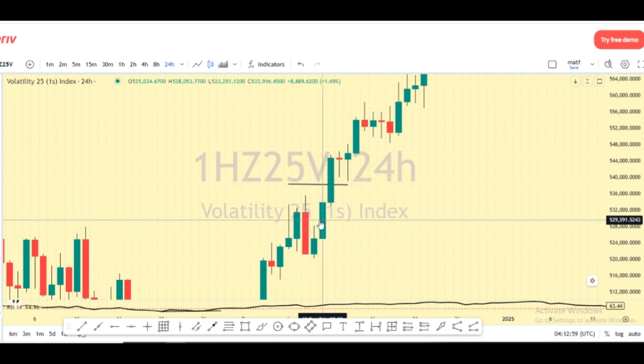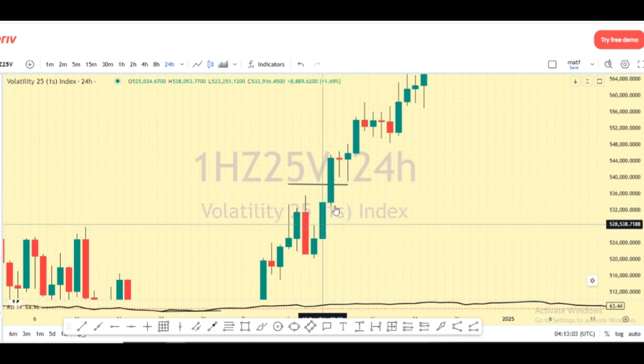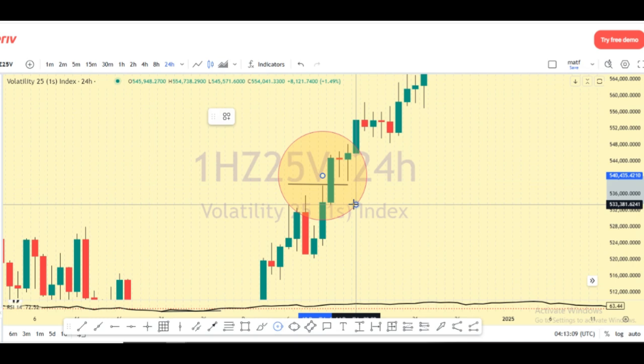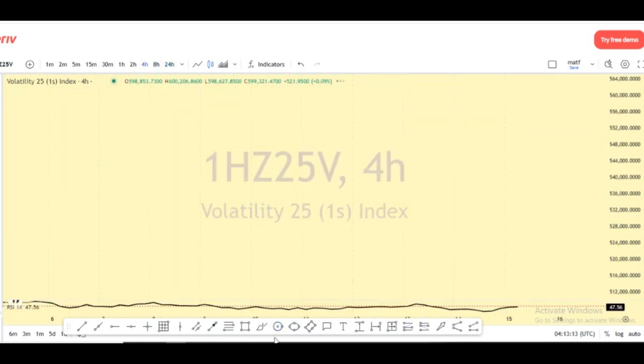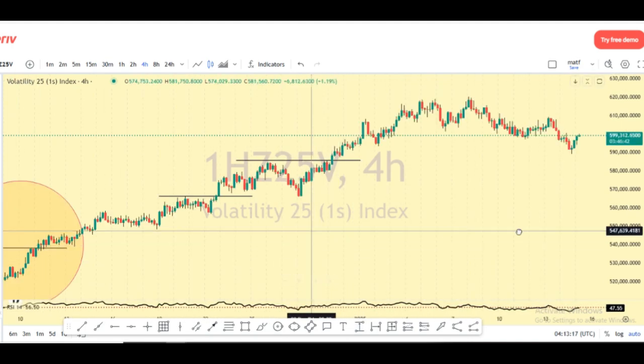Now see what happened. This is the daily time frame. Now see this candle, this one, the body closed above it. If you go to the lower time frame, let me take this to the lower time frame so you can see what I'm trying to explain. Go to the 4 hours. Now let's look at what we are looking at. This is it on the 4 hours.